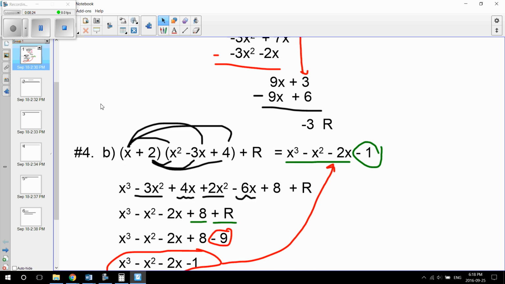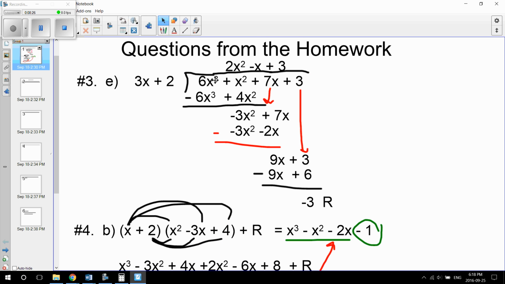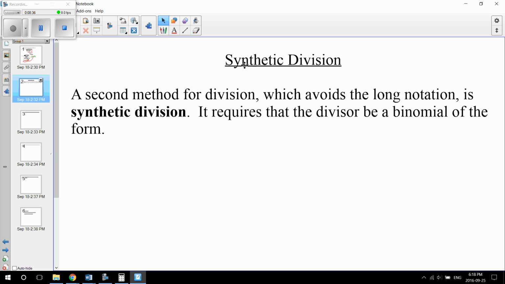What we're going to look at today is, instead of dividing using long division, which you still need to know how to do, we're going to look at a method that's a little bit faster than the long division method. And it's called synthetic division. So it's still a method for dividing polynomials, but it avoids that really long notation that is the long division.